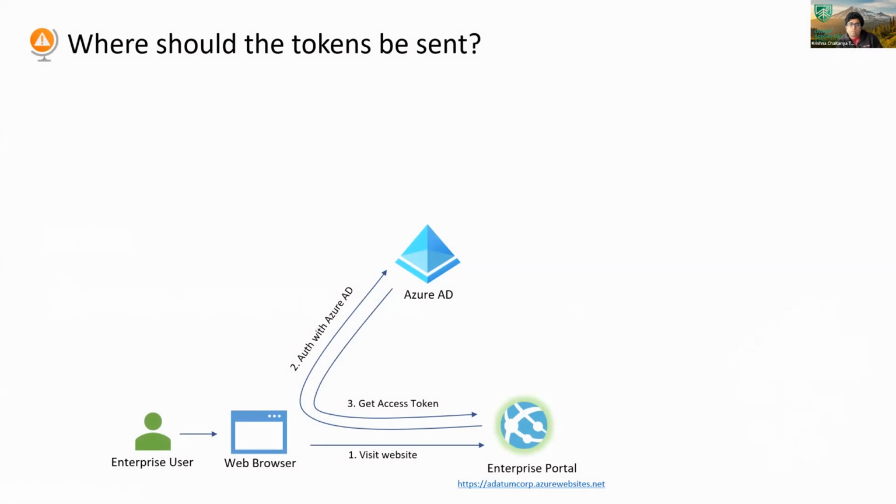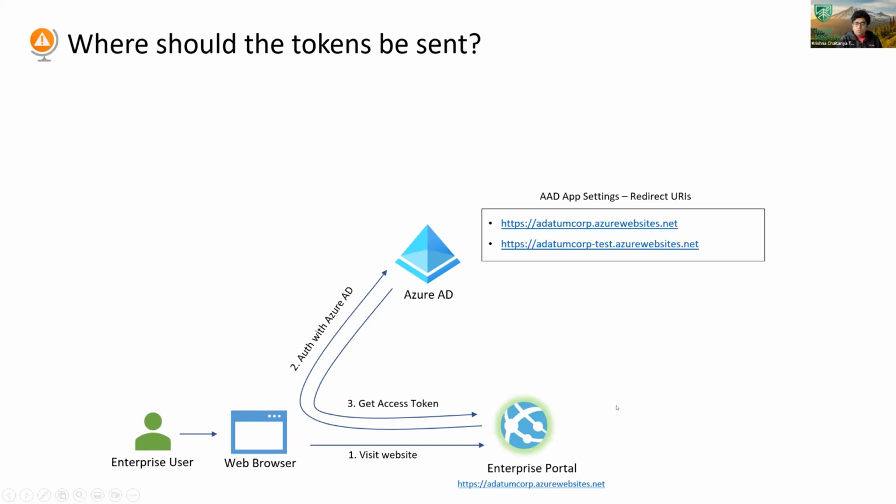Now, this one: where should the tokens be sent? This is another interesting thing that surprises many developers. For someone who's in the OAuth space, this should not come as a surprise, but here is the story. We have the same base scenario, a user trying to log in to the portal, protected with Azure AD, let us say, or some identity provider. Like I said, in Azure AD there are AAD apps, and in the AAD apps, per the OAuth spec, there is something known as redirect URLs.